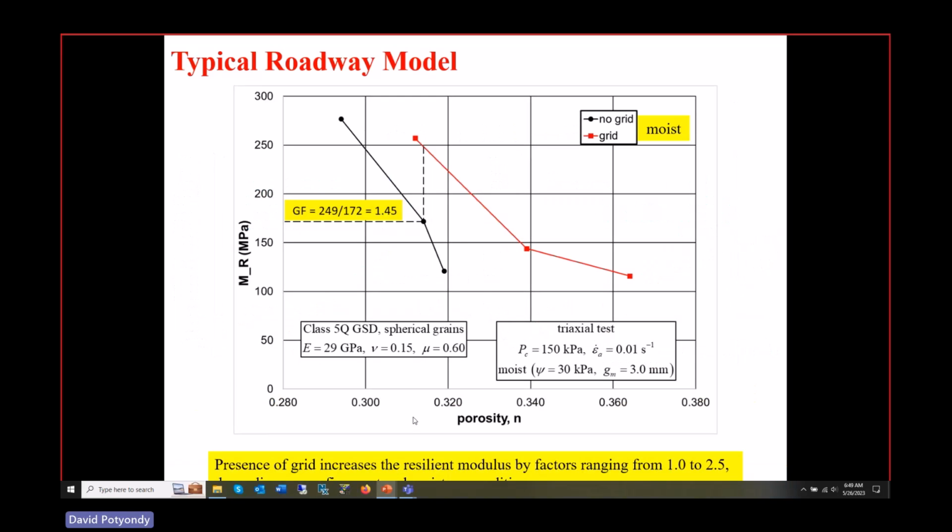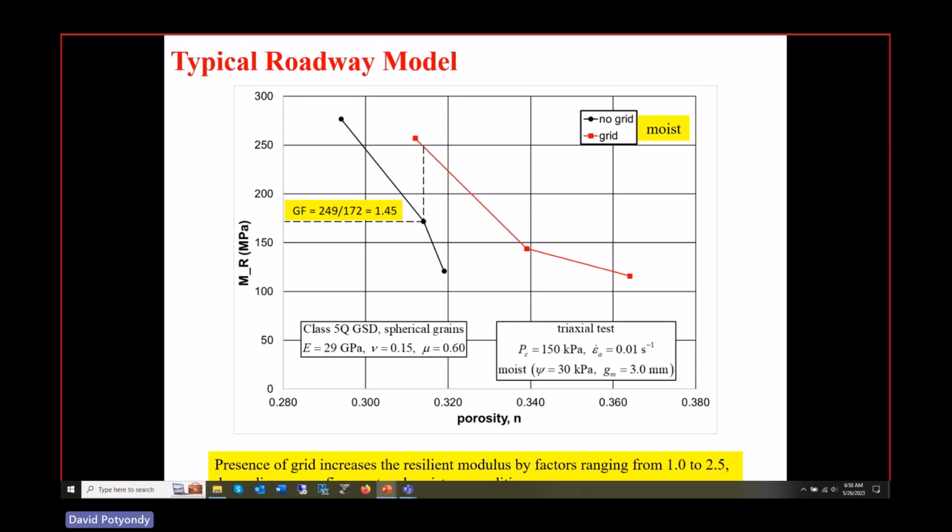This then, look at this axis here. This is porosity and this is measured resilient modulus. Now porosity is super important. So what we had to do is, when we made that packing, we have to do something so that we could control the final porosity of the packed system.